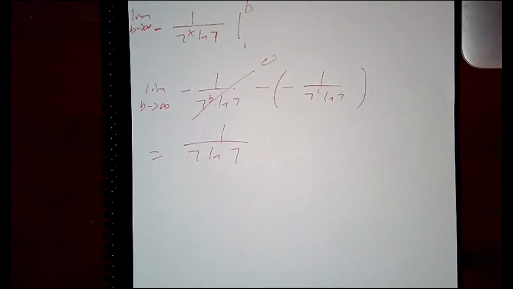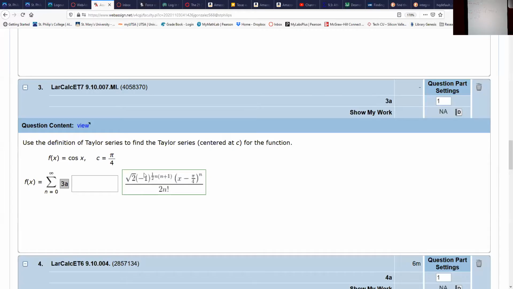What number was it? Number 3, the cosine x, where the center c is equal to pi over 4. Okay. Here, let me show you what it looks like. I don't know if you can see my homework, but I put square root of 2. Should look like this.